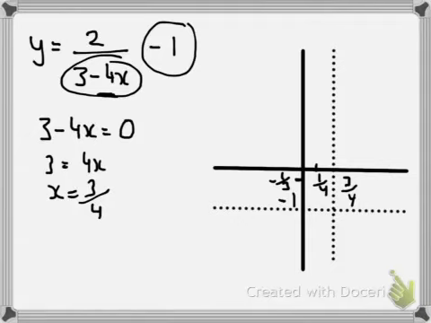Just change pen colour so it's a bit easier to see. So our graph, remember, it was reflected in the y-axis, so it's going to be in the top left here and bottom right. So there's our graph. We'll have a dilation of 2, by the way. There's our graph of 2 over 3 minus 4x, take 1.